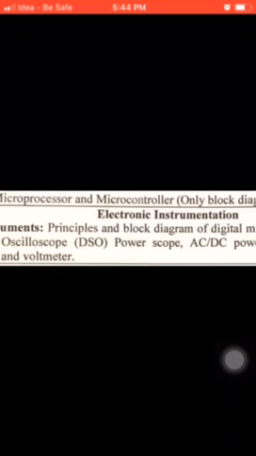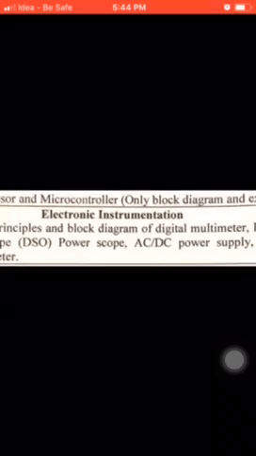You must be remembering that we've already used a function generator in the lab, we've used a CRO, we've used a digital multimeter and a few other things. So this unit is based on the study of all those instruments which we generally use in the electronics lab. The first topic that we have to study, as you can see, is the block diagram of a digital multimeter. So now we would be starting with the digital multimeter.